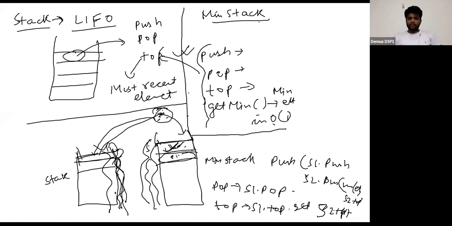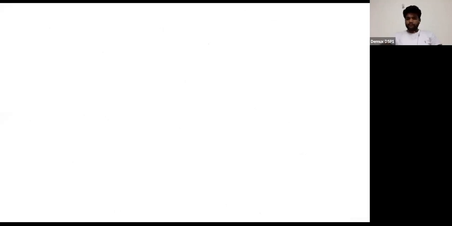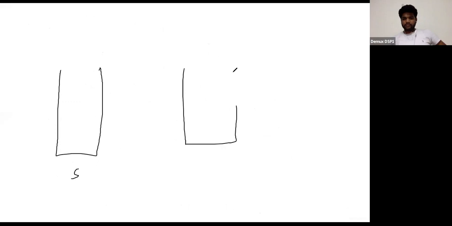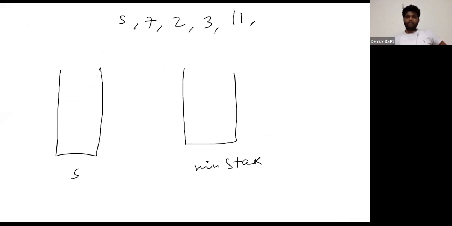So what are we doing? We are keeping two stacks. One we are calling S and one we are calling min stack. Let's take elements as and when they come. Let's say we are taking 5, 7, 2, 3, 11, 15, 4. So let's say these are the elements that are coming in.